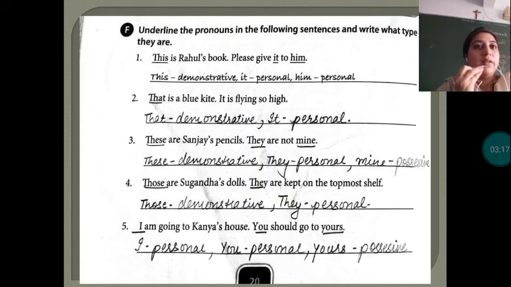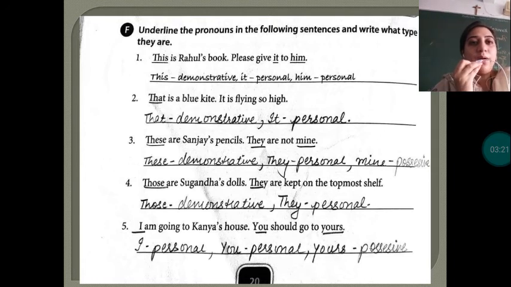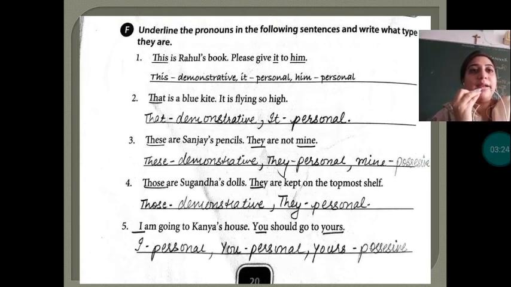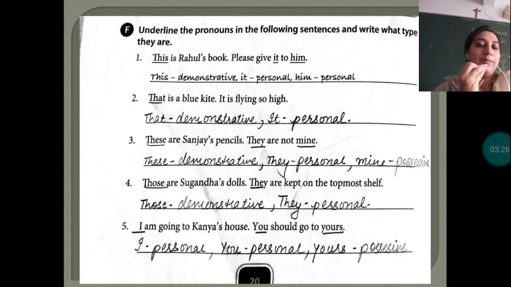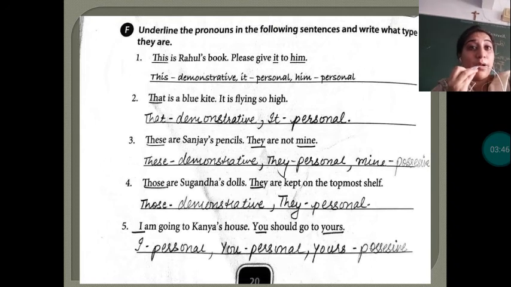Now students, the textual portion: underline the pronouns in the following sentences and write what type they are. You have to underline them and specify the types. This is Rahul's book, please give it to him. So this is demonstrative, you are showing or pointing out. It is a personal pronoun and him is also a personal pronoun.